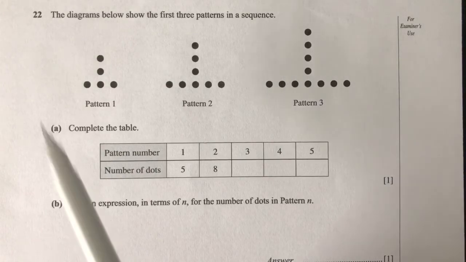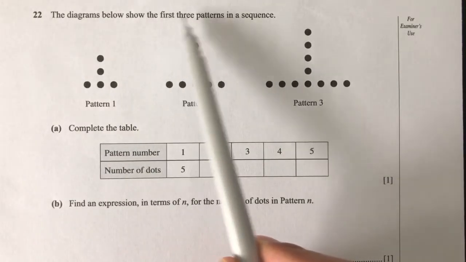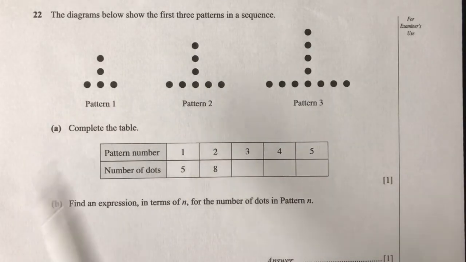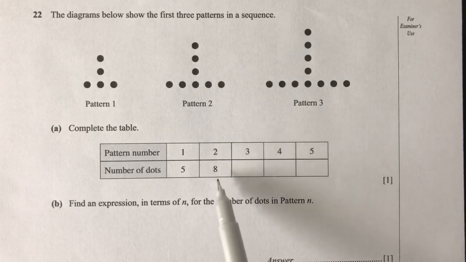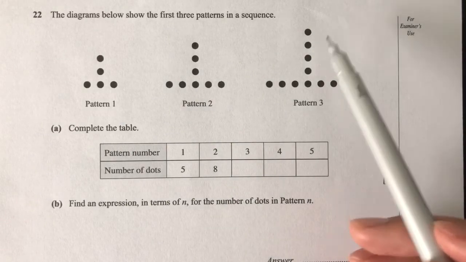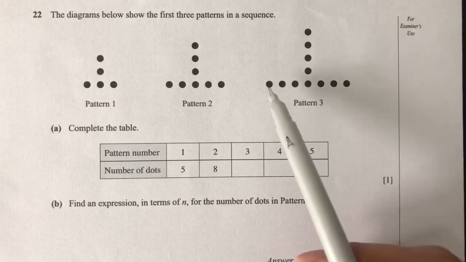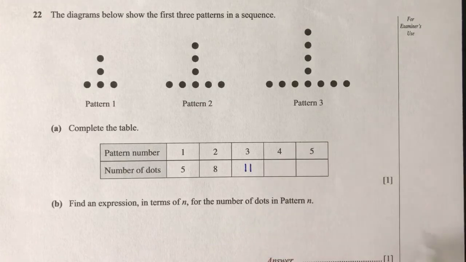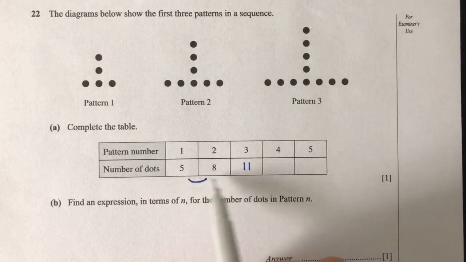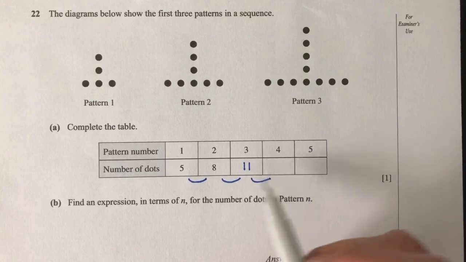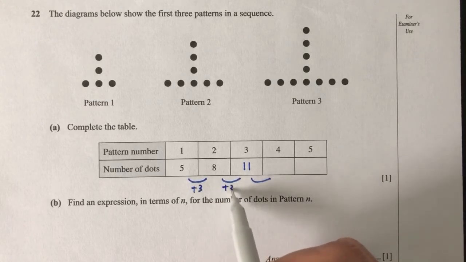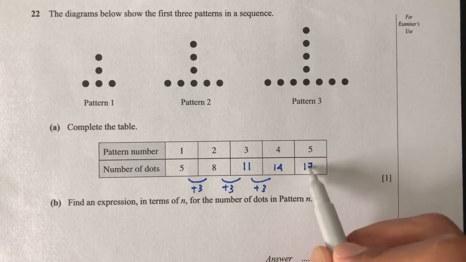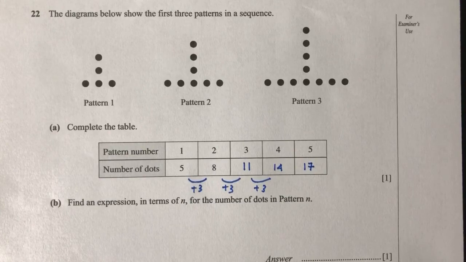Question number 22. The diagram below shows the first 3 patterns of a sequence. 1, 2, 3, right? Part A. Complete the table. So 1 is given to us, 2 is given to us. What is 3? So let's count. 3 we have 1, 2, 3, 4, 5, 6, 7, 8, 9, 10, 11. So 11. So we observe that every time it is increasing by 3. So plus 3, plus 3, plus 3. So plus 3, that will be 14. Plus 3, that will be 17. So that is part A.